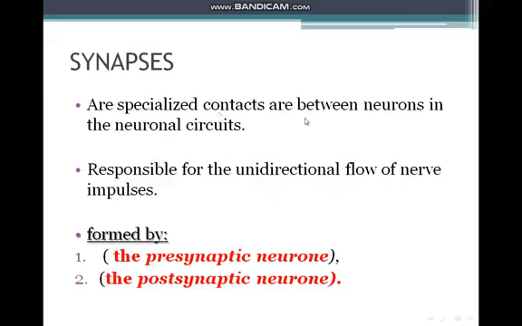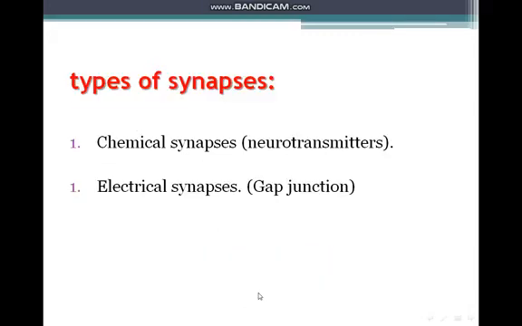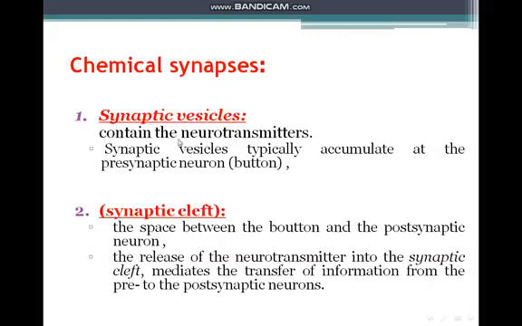Synapses are specialized contacts between neurons in the neuronal circuit, and they are responsible for the unidirectional flow of nerve impulses. The synapse has a presynaptic area and a postsynaptic area separated by a synaptic cleft. Types of synapses include the chemical synapse, in which we have neurotransmitters, and the electrical synapse, in which we have a gap junction responsible for electrical coupling.